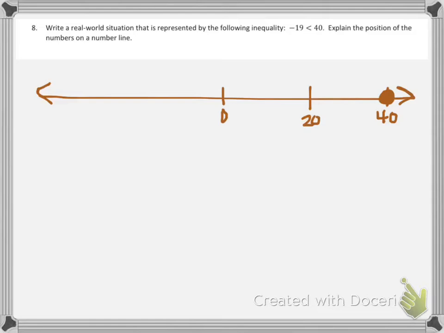And then if I had a negative 20 and a negative 40 over here, I could find that the negative 19 is going to be just a little bit before I get to negative 20. So negative 19 would be here. And we can clearly see that negative 19 is less than 40 because left is less. And we remember that from our previous lessons.